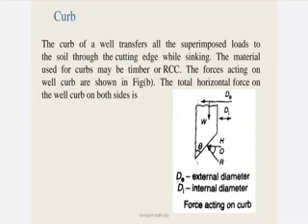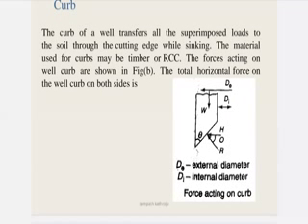The total horizontal force on the well curve on both sides. DE is nothing but the external diameter of your cutting edge. This is the cross section of your cutting edge. Always remember, DE is the external diameter and DI is the internal diameter. These are the forces acting on your curve. What are the different forces? You know that the cutting edge has an inclined portion. It has a horizontal reaction and a resultant. And the top surface above your external diameter acts as the weight of your curve.